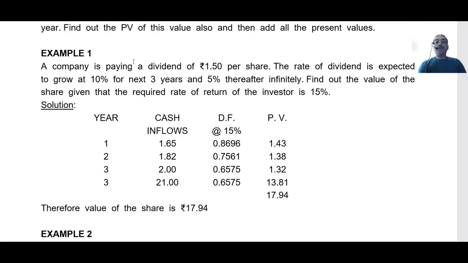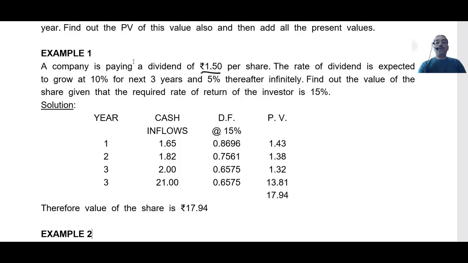Company is paying a dividend of 1.65 per share. Rate of dividend is expected to grow at 10% for 3 years and 5% thereafter infinitely. Find out the value of the share given that the required rate of return of the investor is 15%.